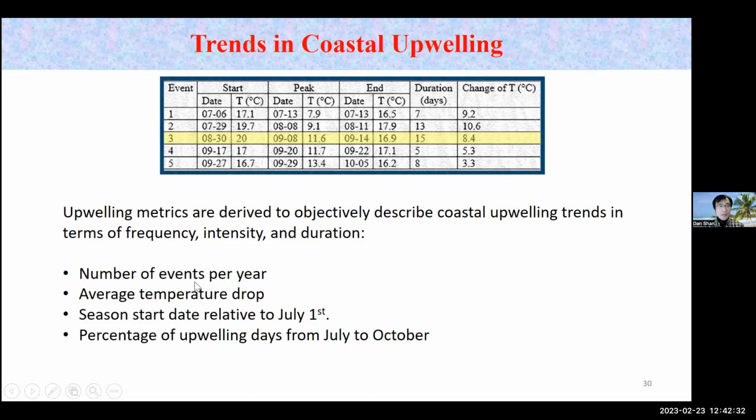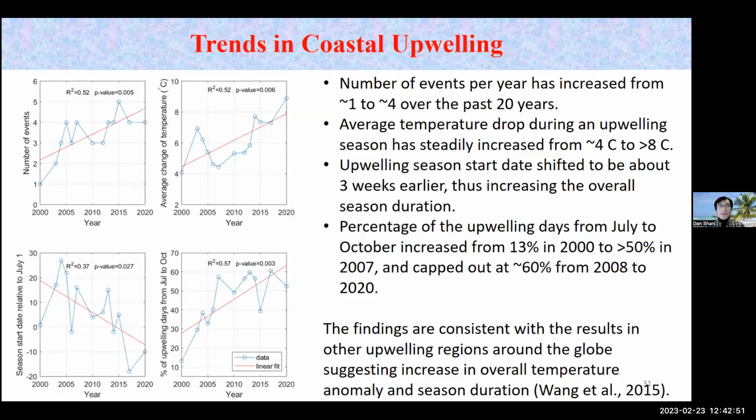duration. So we look at these 4 parameters: the number of events per year, average temperature drop, season start date relative to July 1st, and percentage of upwelling days from July to October. So these 4 figures summarize those 4 upwelling metrics. The horizontal axis is time, about a 20-year span from 2000 to 2020. And the vertical axis shows the 4 metrics. So what we saw, let me explain these 4 busy figures.